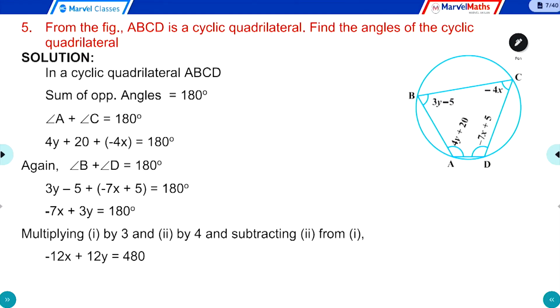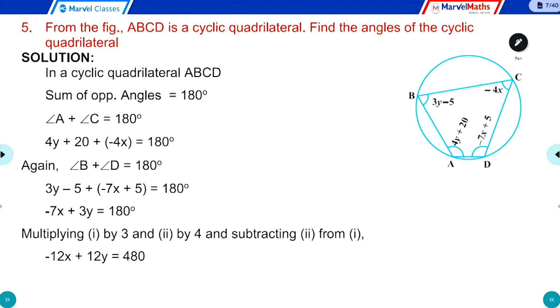Next, a word problem based on geometry, 4 angles. Already we discussed the 2 angles and 3 angles, now 4 angles, and this is a cyclic quadrilateral. In the figure given, find the value of x and y. So you have to apply the concept that the sum of opposite angles of a cyclic quadrilateral is supplementary.